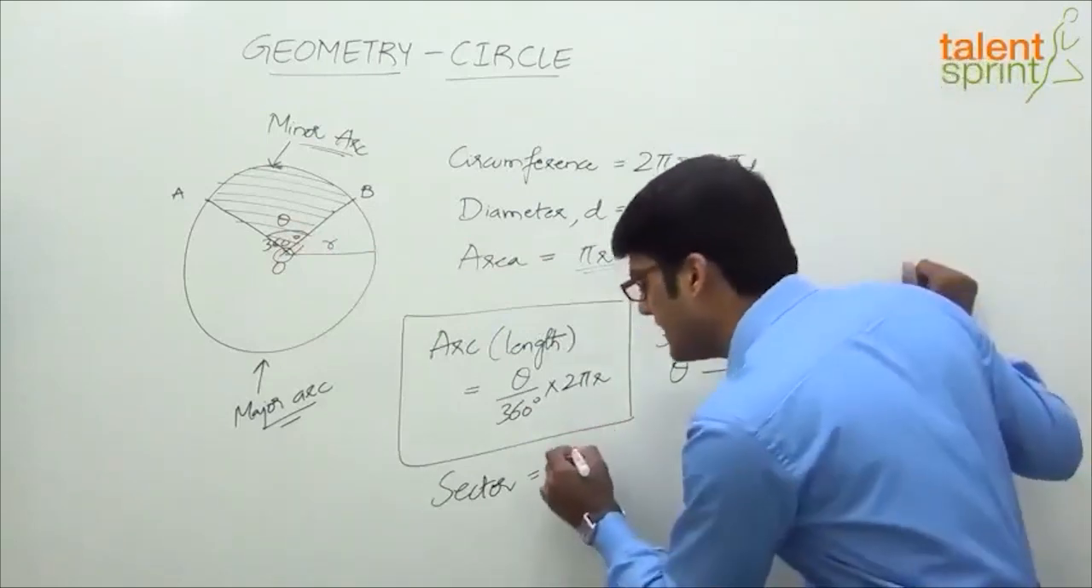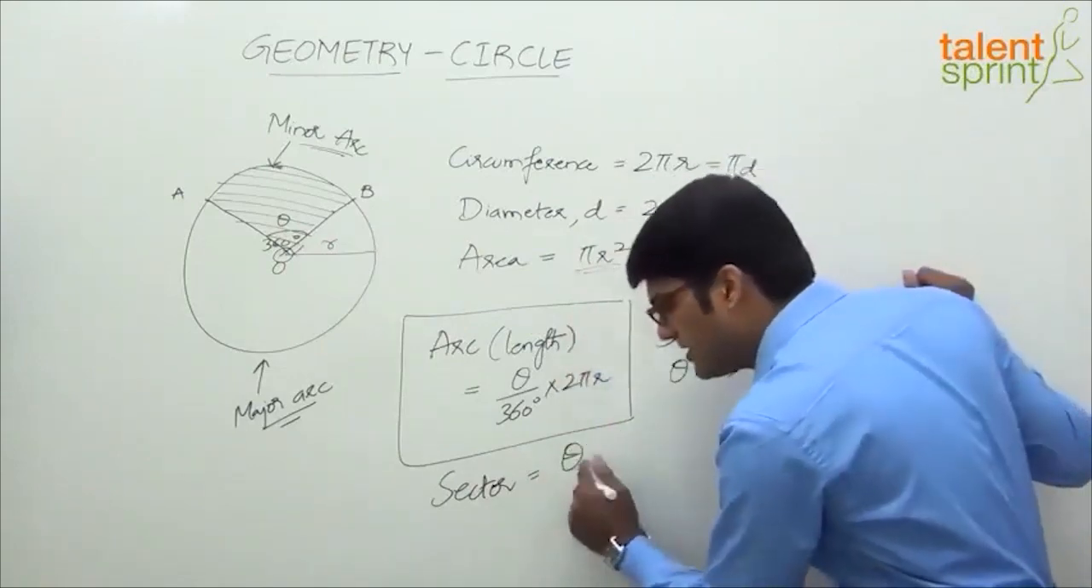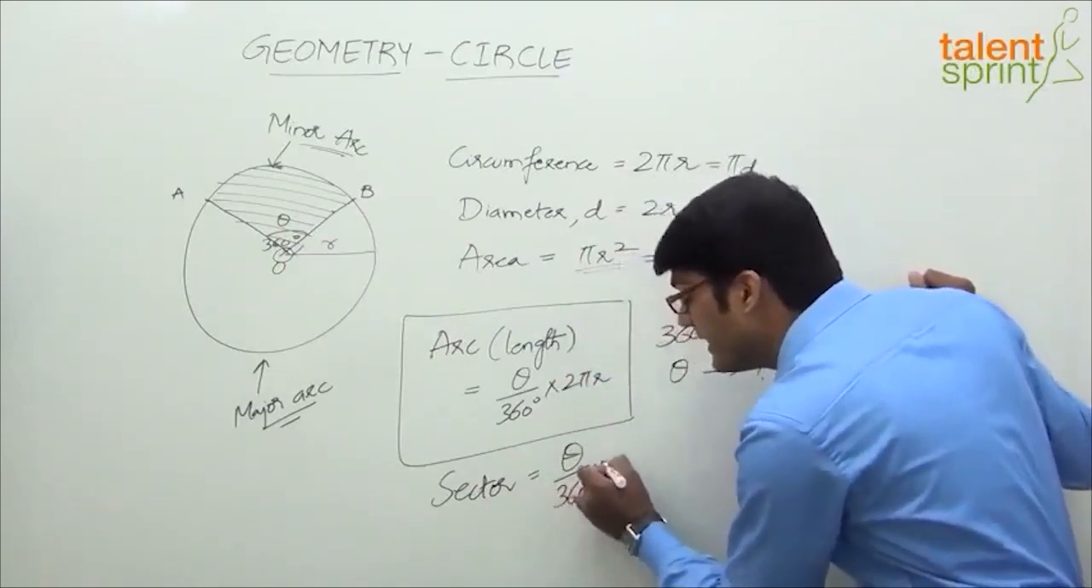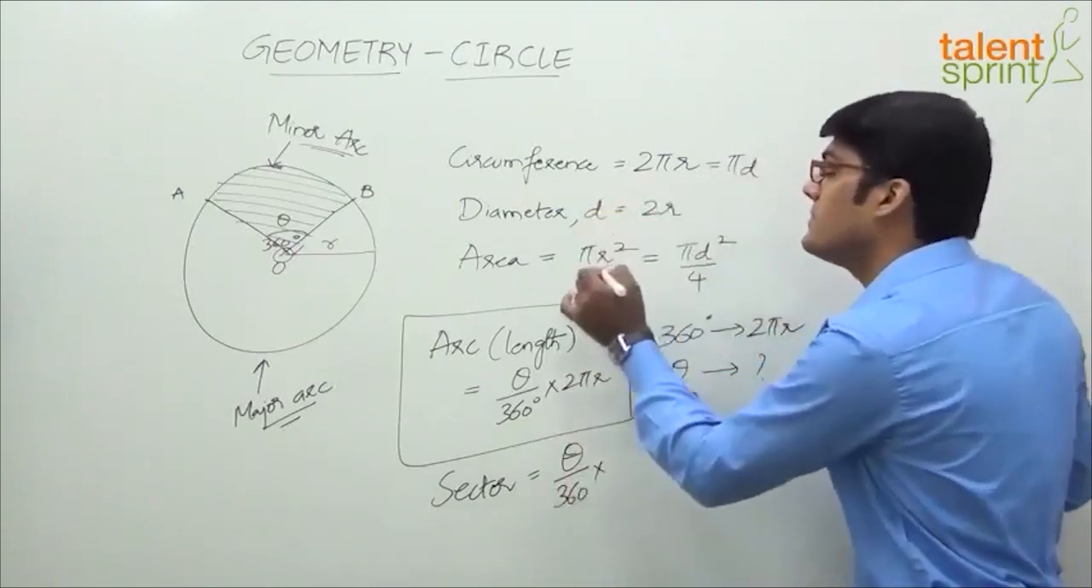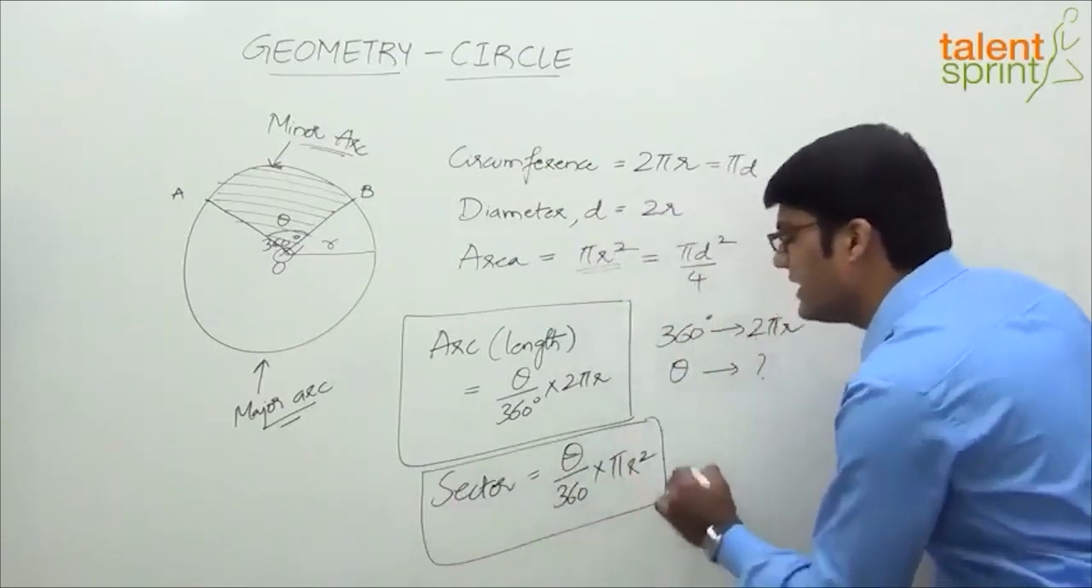So the area of a sector can be taken as the angle subtended by the sector or the arc of that sector at the center, which is theta, divided by 360 degrees, into the area of the complete circle. What is the area of the complete circle? Pi r square. So this is the area of a sector.